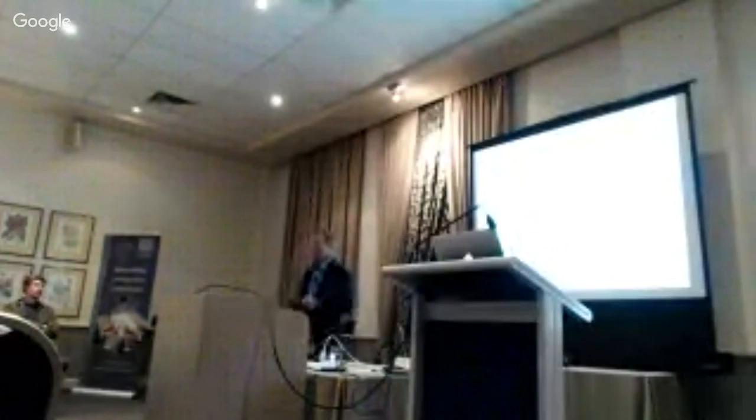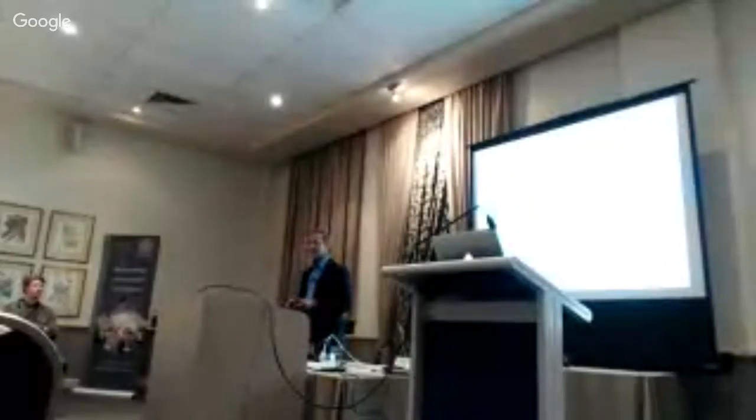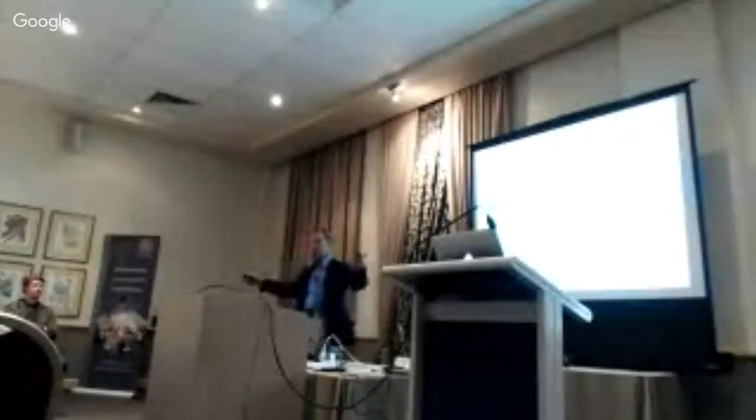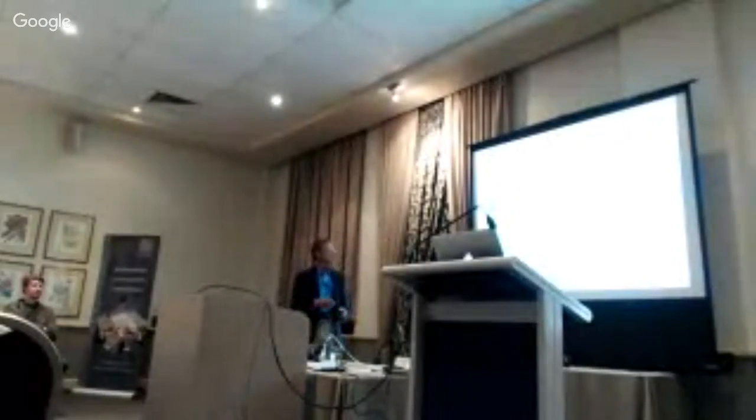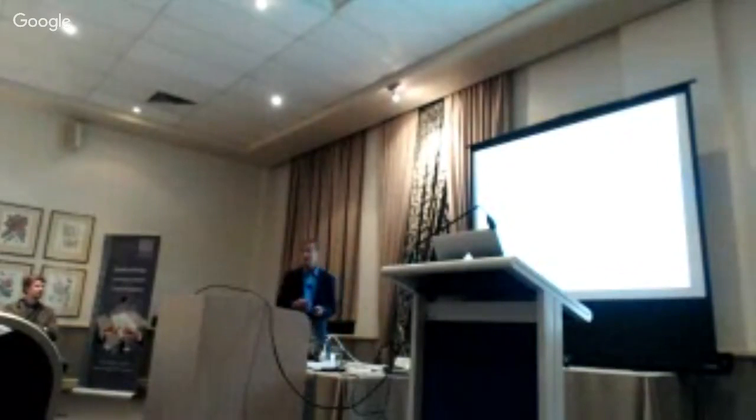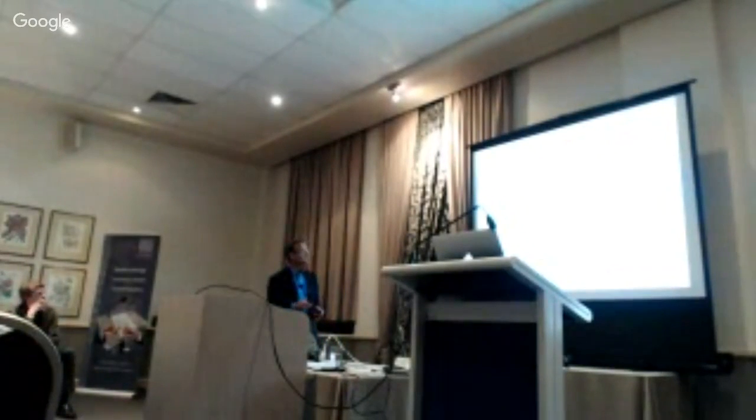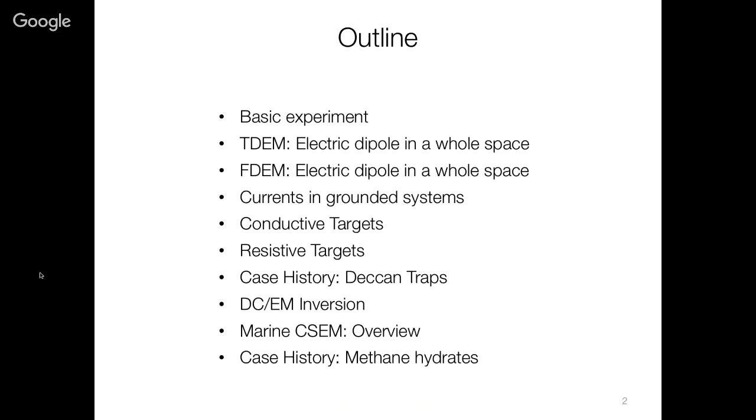So we have these systems that aren't purely inductive. They actually involve putting a current into the ground, connecting two ends of that wire, so that it looks like a galvanic transmitter, but they're going to put in a time domain signature for a waveform. And the question is, what is that actually going to do? So these are going to be grounded sources. So we're going to look at the backgrounds of these, look at conductive targets, resistive targets, and talk about how a grounded system works in a whole space.